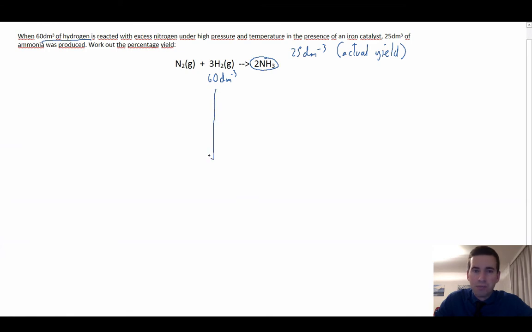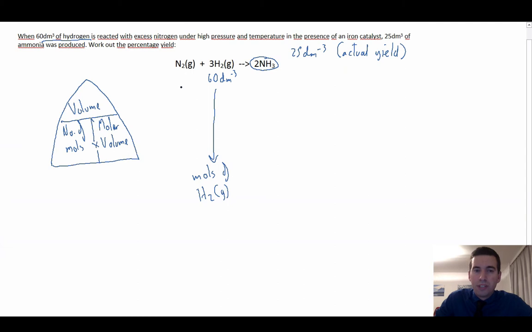Now let's go through the steps we've seen in previous videos. So, first of all, you want to work out moles of hydrogen. How do we do this? Use one of the triangles you've already seen. So we need to divide the volume by the molar volume. Hopefully you remember molar volume is 24 decimeters cubed. Now this gives us 2.5 moles.